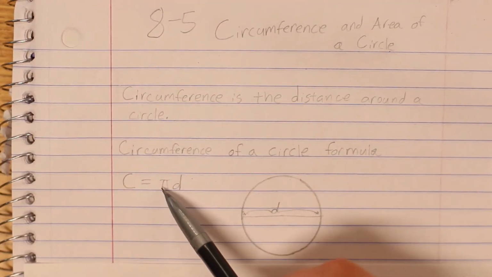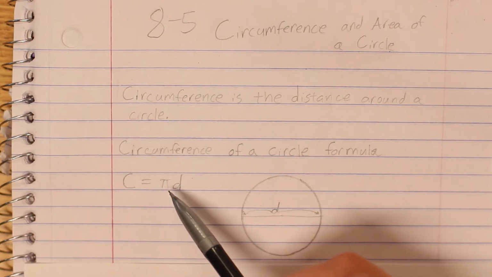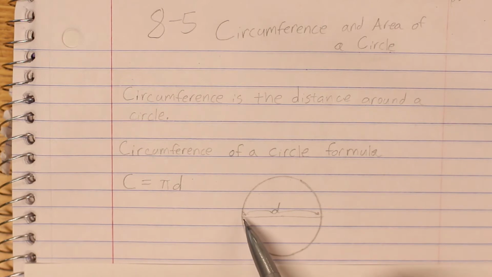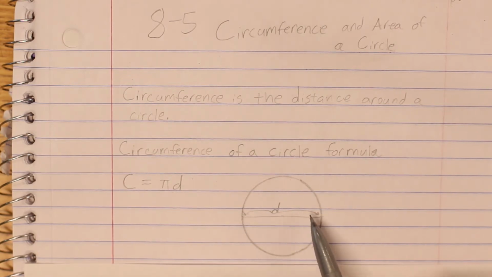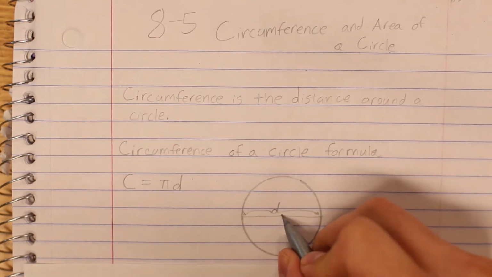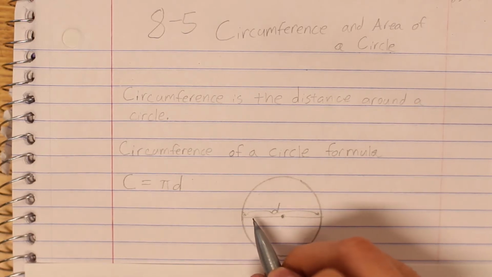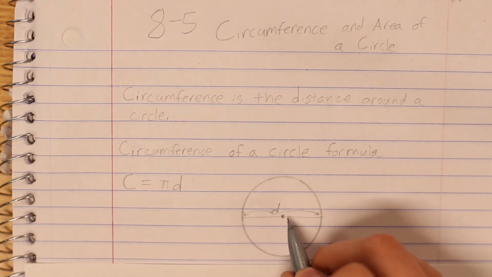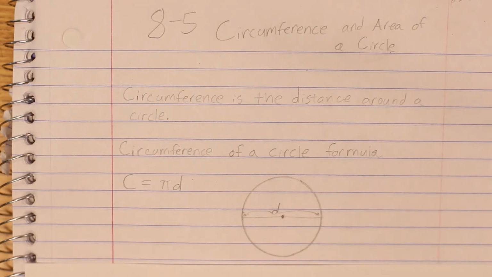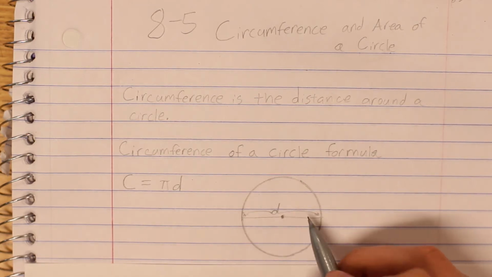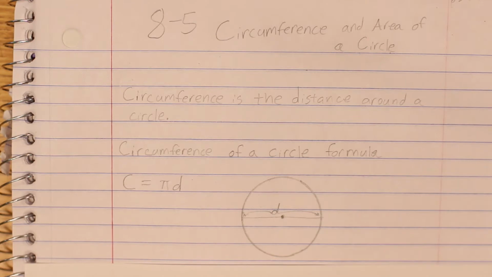Circumference is equal to pi, that's the pi symbol, times diameter. And if you don't remember, diameter is the distance from one edge of the circle to the other edge of the circle, and it goes through the center point of the circle. So that's the very center of the circle, and this is a line that goes through the center to the other side of the circle. Whatever the length of that is, that's your diameter, and so you multiply that times pi.